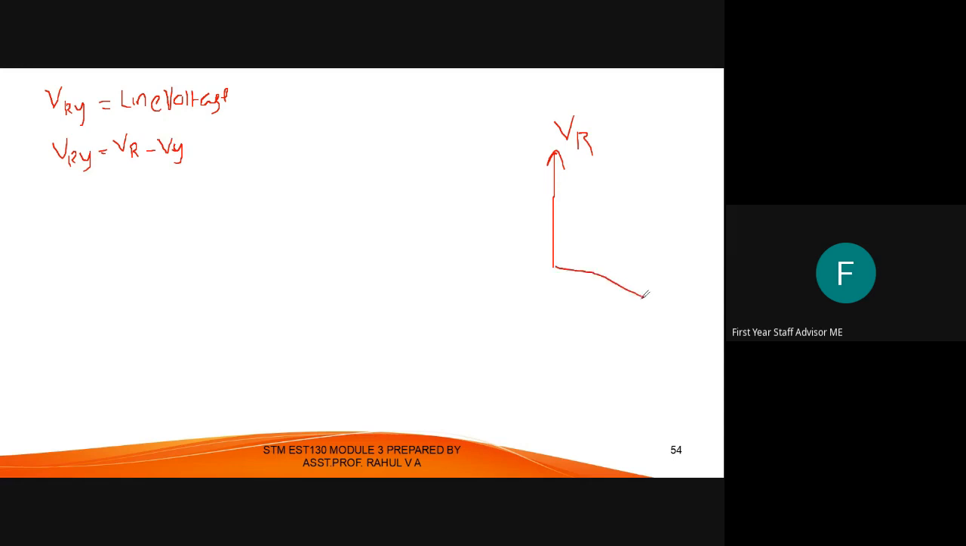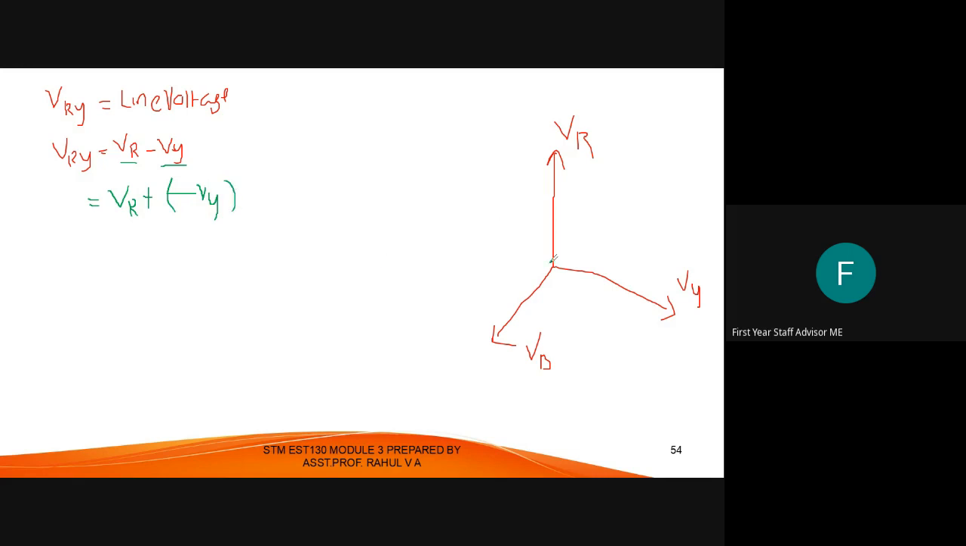Then I am drawing the voltage phasor of Y winding, VY. Now mathematically, I have to find out VR minus VY. Voltages are vector-like quantities, phasors, so VR and VY are phasors. I should find out VR minus VY, or I can find VR plus minus VY. Both are the same.